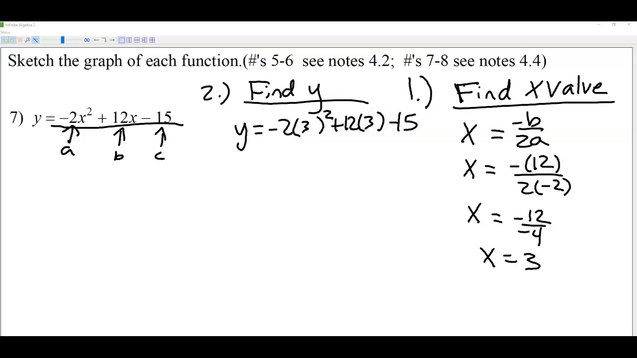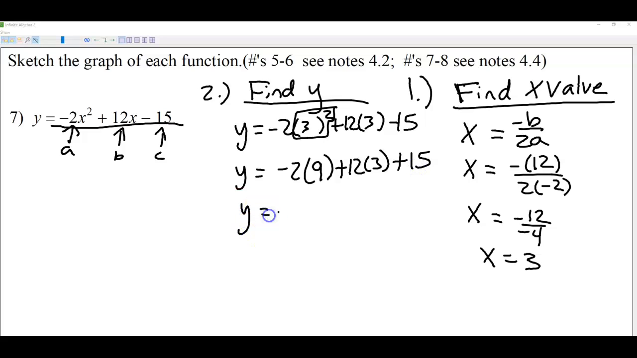Now, when you're doing this, you've got to remember your order of operations. What comes first? The exponents are first, right? So you have to do this first. So that would be 9. And then we'll do the multiplication after that. So this is going to be negative 18 plus 36 plus 15.